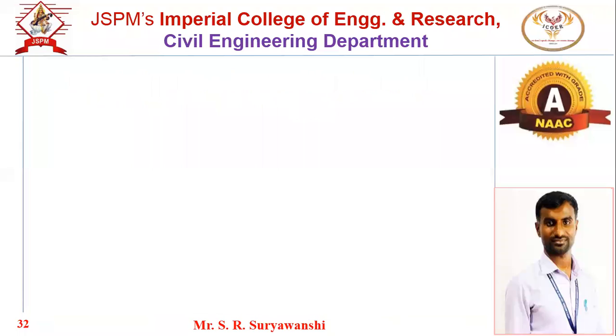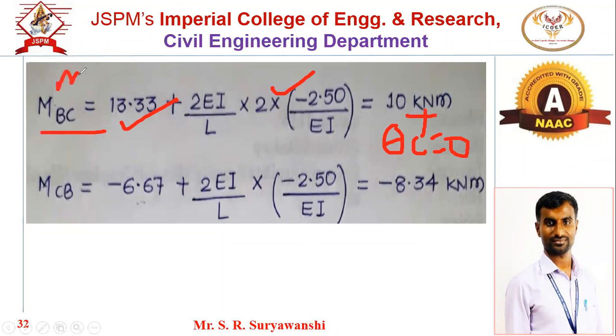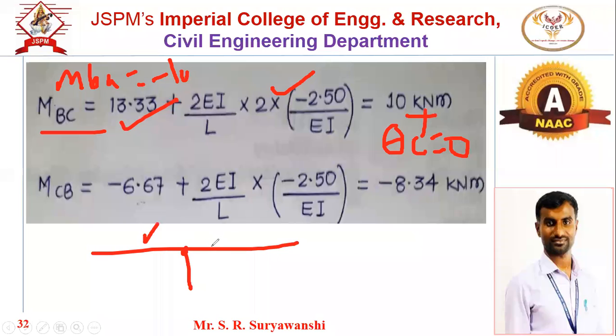Next it is for the BC member. So for the BC member, M_BC equals M-bar_BC plus twice of EI by L in bracket twice of theta B. Theta C here will be 0 due to the fixity. So M_BC will be plus 10. See here, M_BA was minus 10, so equal and opposite moment. For a beam where two members are connected, the moment should be equal and opposite. So minus 10 plus 10, the summation is 0, hence okay.